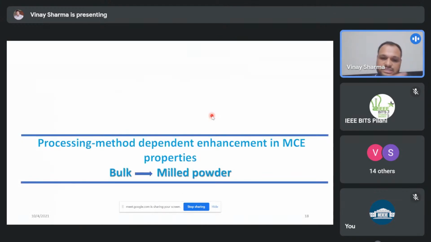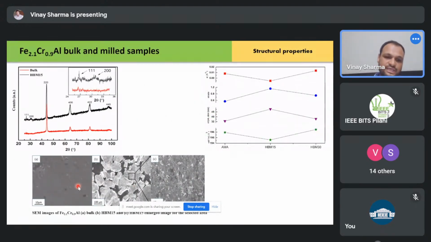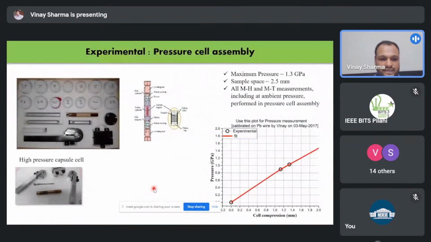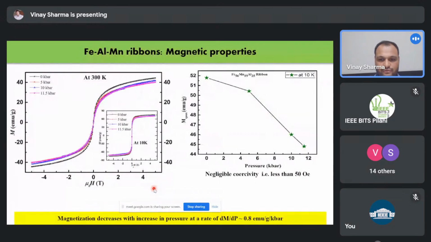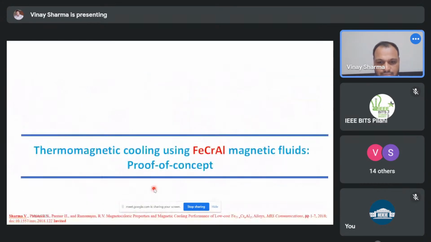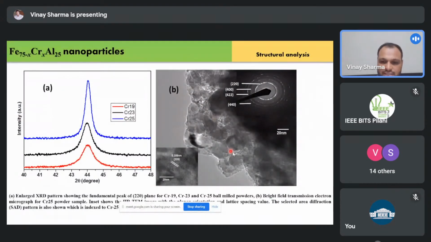Then another one, as I mentioned earlier, was when we make it from bulk to the milled powder. Milled powder means the nano powder. What is happening? In the previous image, we saw something uneven, something super cool. Here we see the particles, but these particles are larger in size, 100 nanometers. When we move ahead, we see how these particles have changed the magnetic properties.